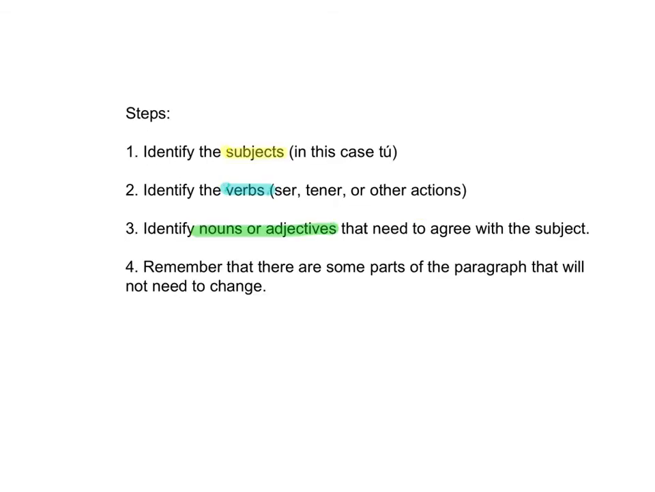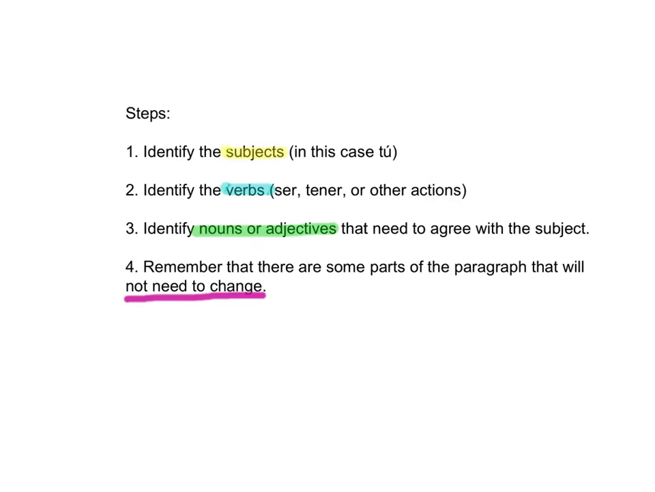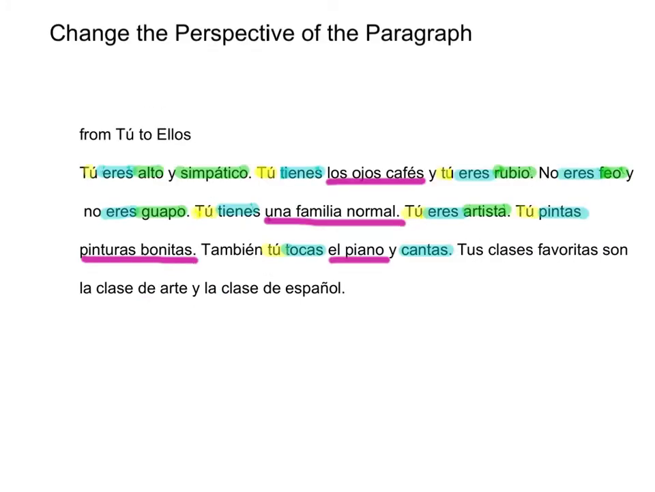Now we're going to look for nouns or adjectives that need to change to agree with the subject. So the adjectives or nouns appear in green. There are some parts of the paragraph that will not need to change, so let's look at those.